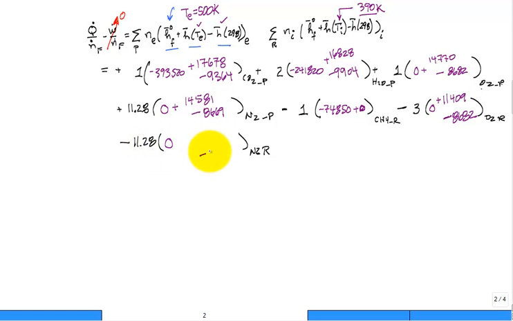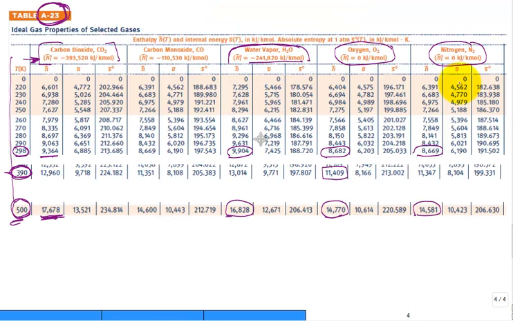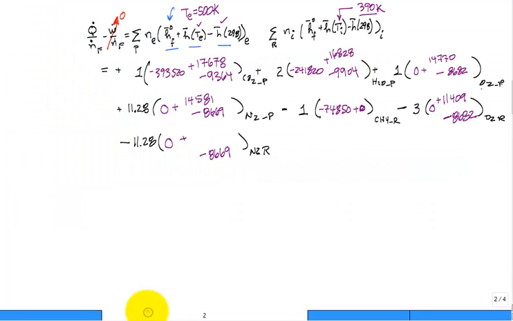Same for the nitrogen. We know we're going to subtract 8,669, but what is its molar enthalpy at 390? For the nitrogen at 390, it's 11,347. So plus 11,347, then subtract. There you go. Okay. Is that it? That's all.